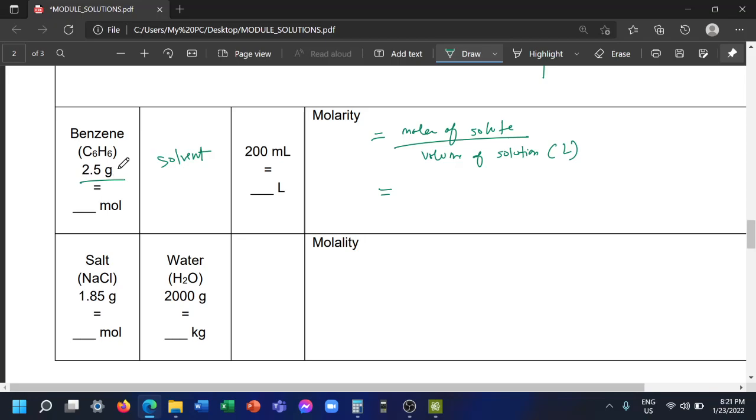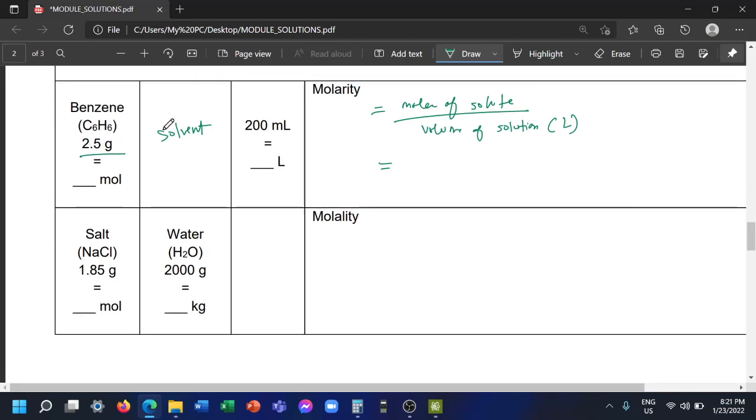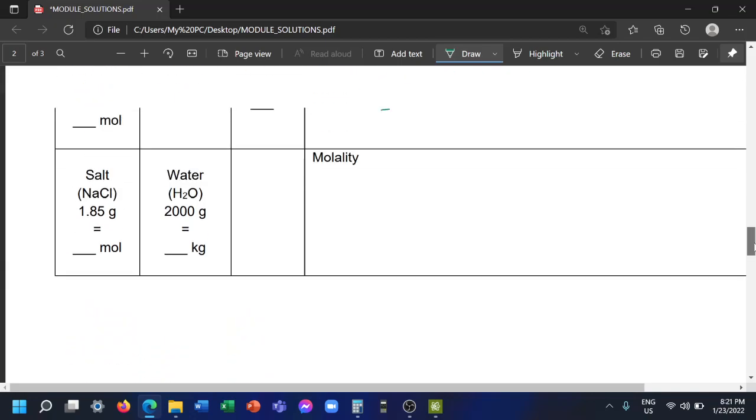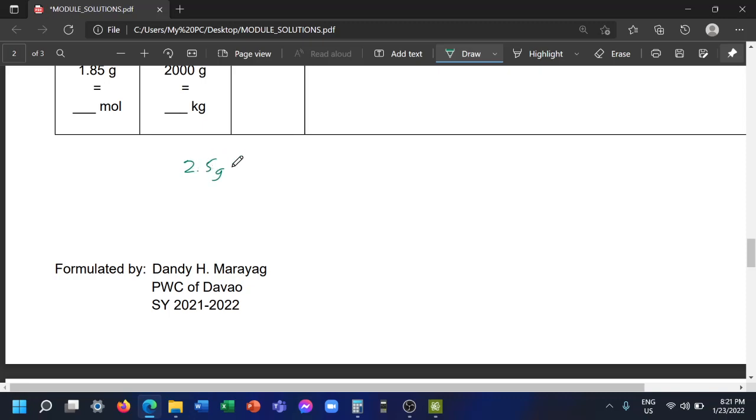So first we need to solve the number of moles from this one. So it's another conversion. So 2.5 grams of benzene to its number of moles. Let's use the space below. 2.5 grams of benzene. Convert this one to the number of moles. 1 mole of benzene is equal to how many grams? Let's determine the molar mass of benzene.